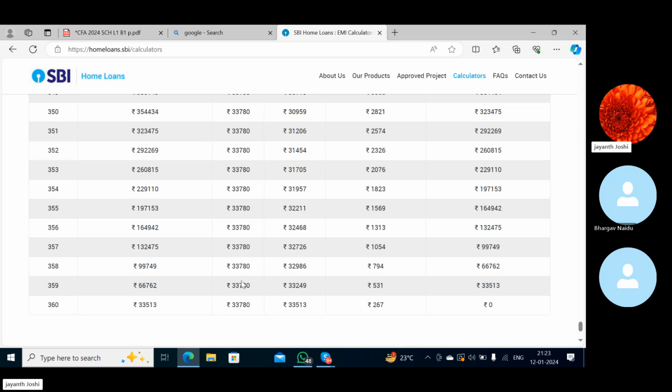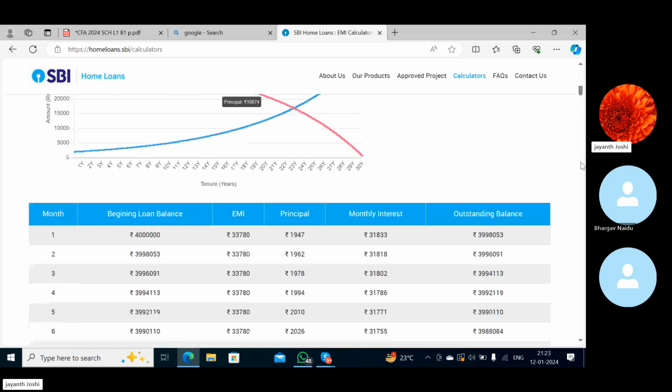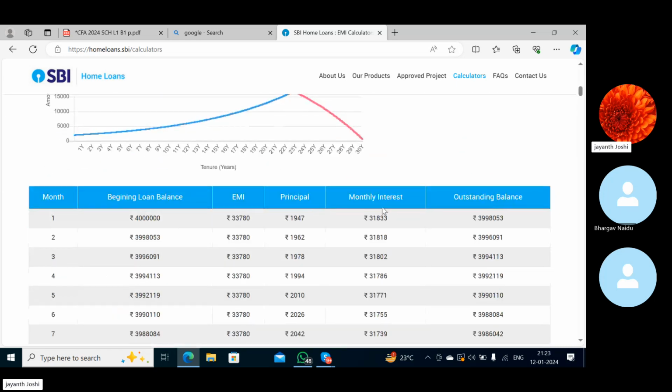But at the end of the loan term, the maximum amount will be principal and the minimum amount will be interest. So that's the reason they say if you want to repay a home loan, repay it in 1 year or 2 years. If you are delaying it for 5 to 6 years, they must have collected a lot of amount as interest from you.